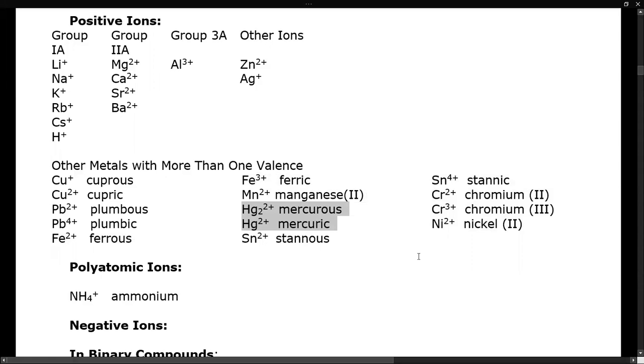Notice the mercurous ion has an odd formula. It's Hg2 2+. And the ammonium ion is the only positive polyatomic ion where that really works.